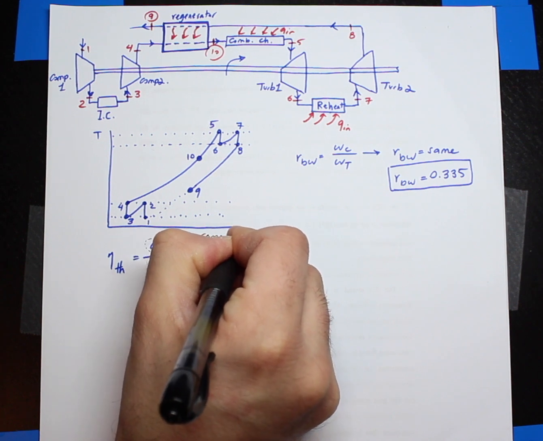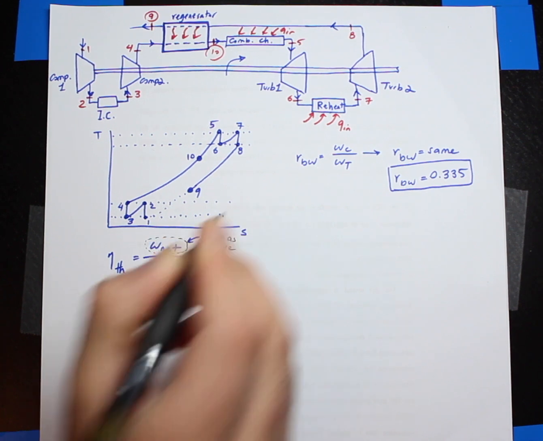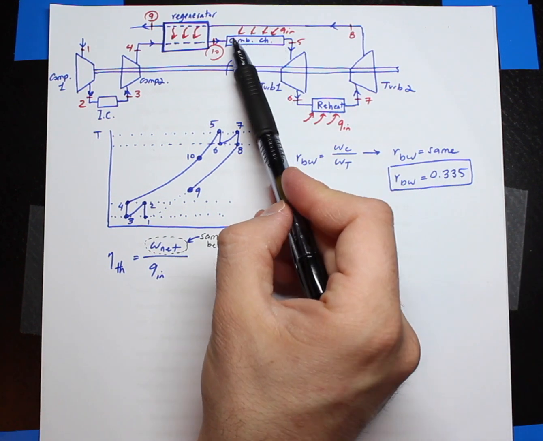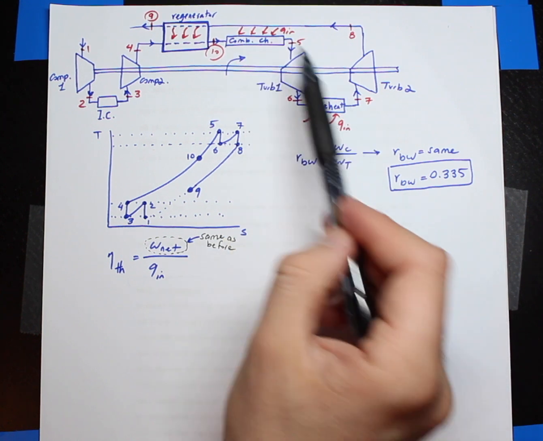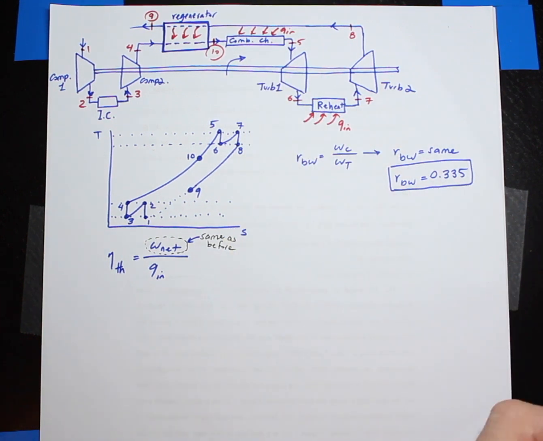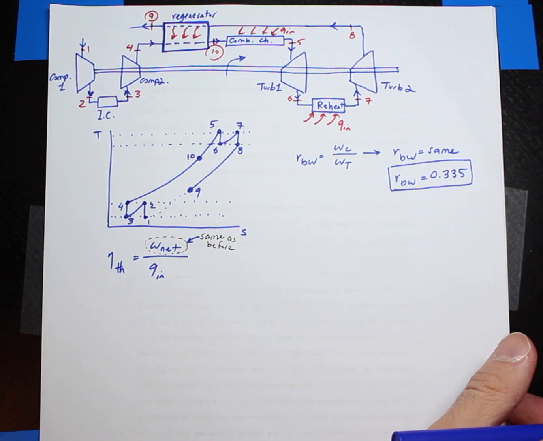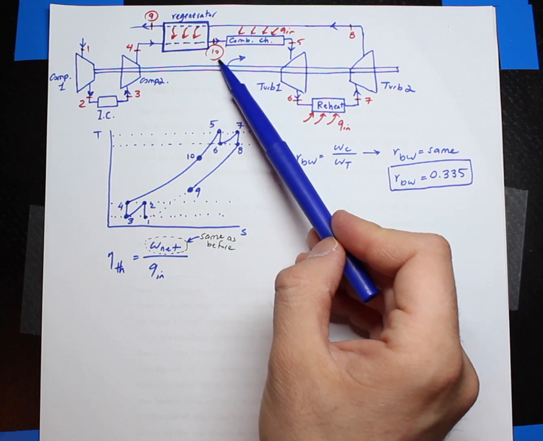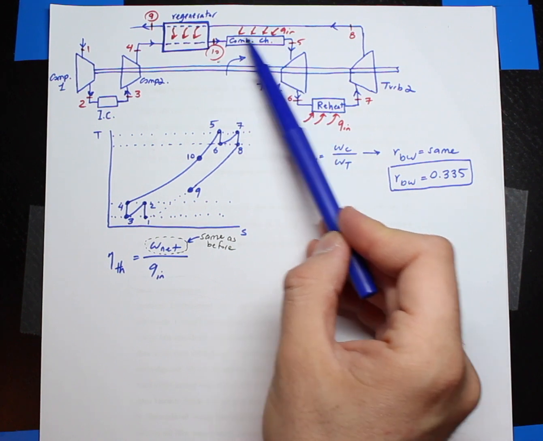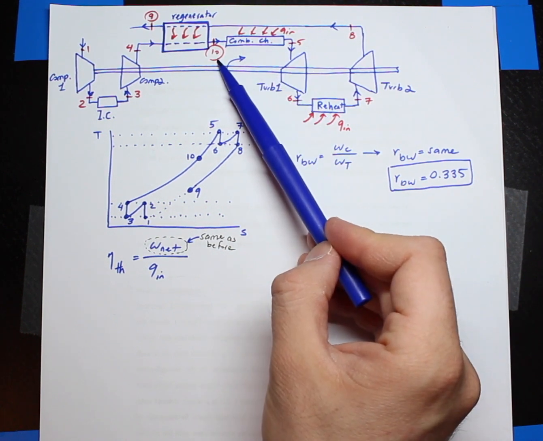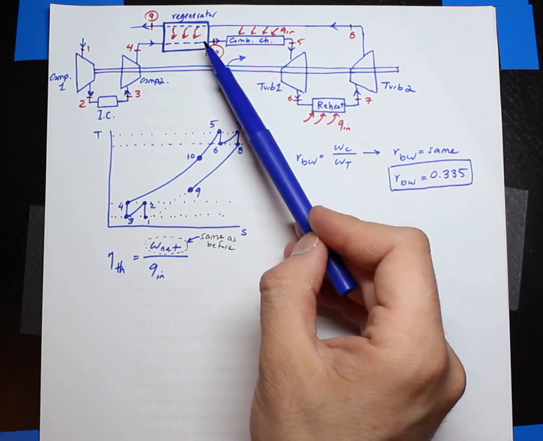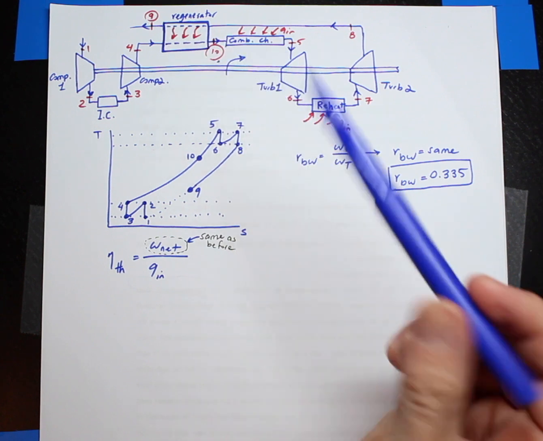Same as before. But the only thing that is going to change is this Q in, okay? Because right now we are spending less fuel in order to add heat within the combustion chamber. So in order to find that Q in value, I need to have H10, because Q in here is H5 minus H10. But I don't really know the value of H10 unless I analyze this regenerator, okay?